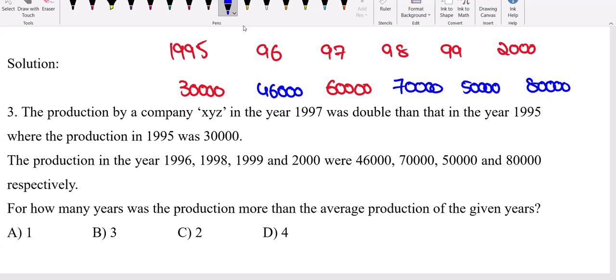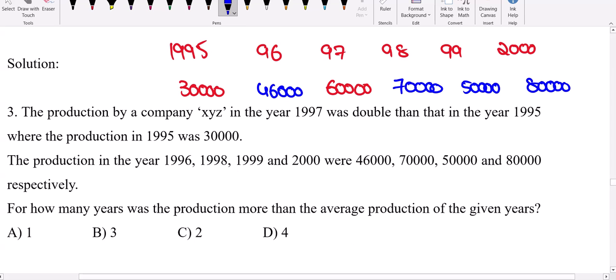This question is related to average. How many years the production is more than the average? First calculate the average of all this. Then how many are more than the average? Right, what is average generally? Sum of terms divided by number of terms. Here number of years is 6.